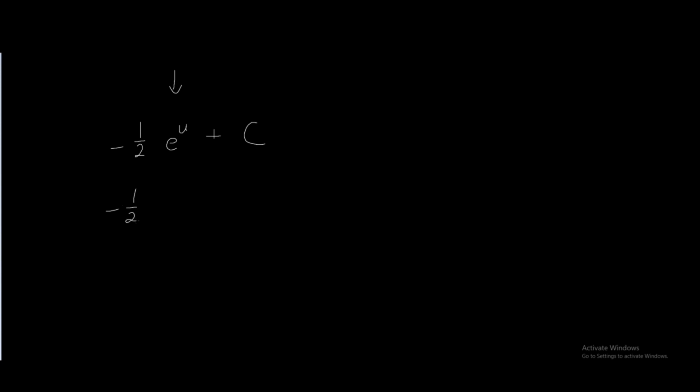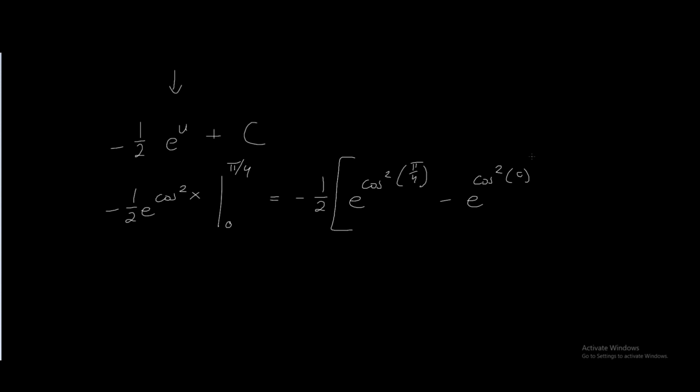So we have -1/2 e to the cosine squared of x evaluated from 0 to pi over 4. And that's going to be equal to -1/2 times e to the cosine squared of pi over 4 minus e to the cosine squared of 0. Okay.